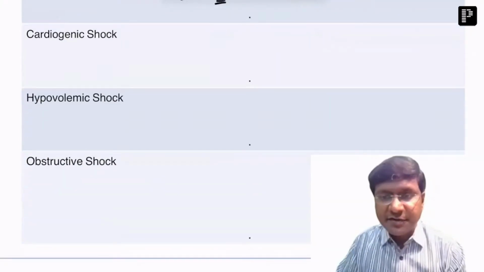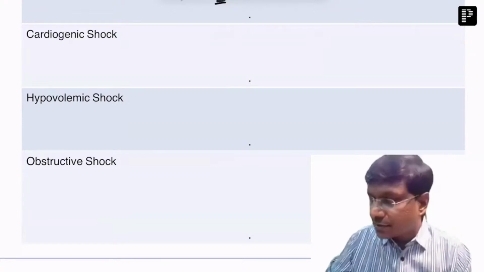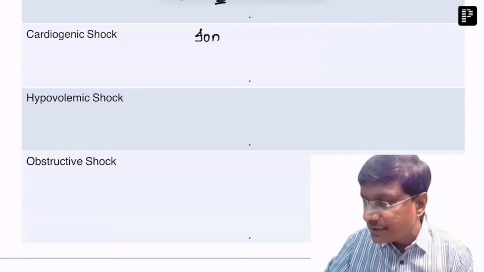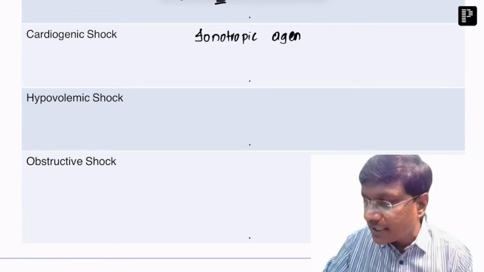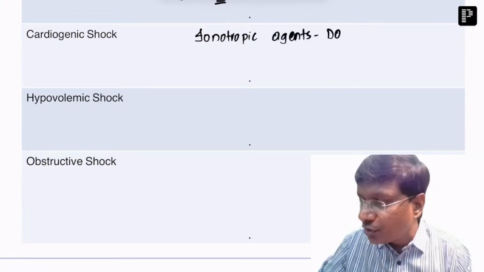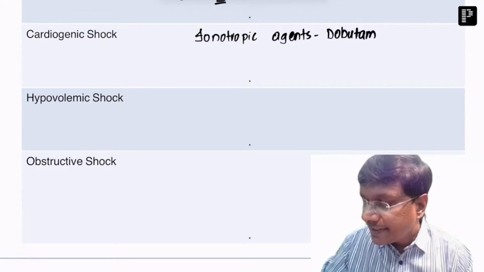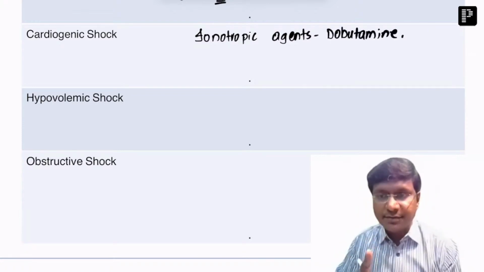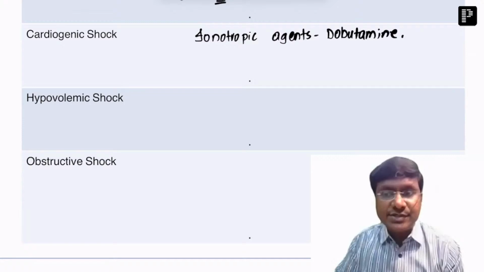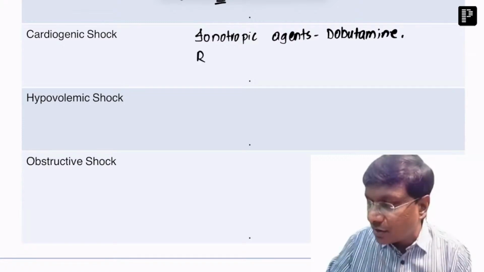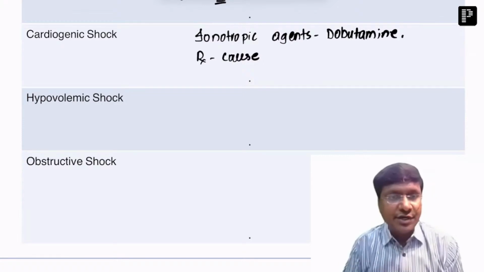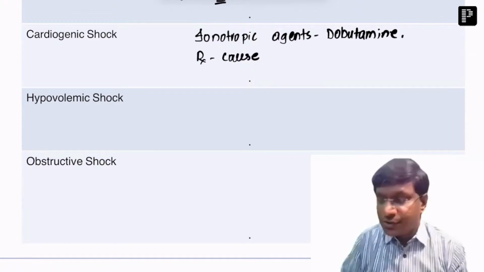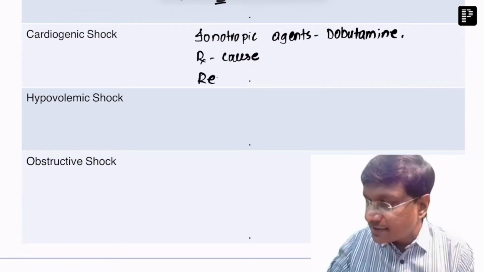Then you see the treatment for cardiogenic shock. In cardiogenic shock, you need to give inotropic agents. And the important inotropic agent that we give in case of cardiogenic shock is dobutamine. And also you need to address whatever is the underlying cardiac cause. So you need to treat whatever is the underlying cause, either myocardial infarction, or it could be arrhythmia, or it could be ischemia also. So addressing the underlying cause includes revascularization.